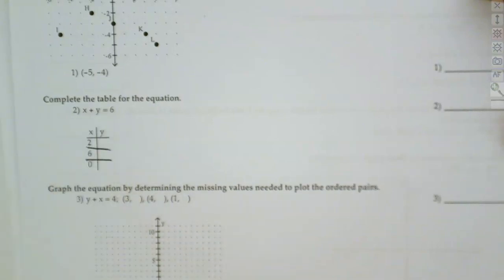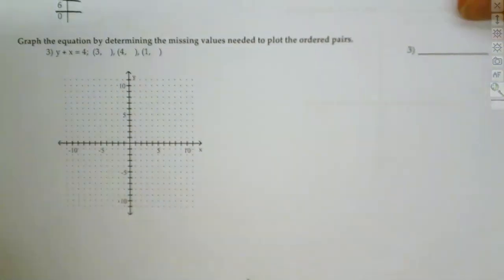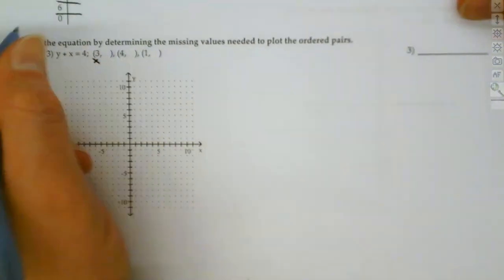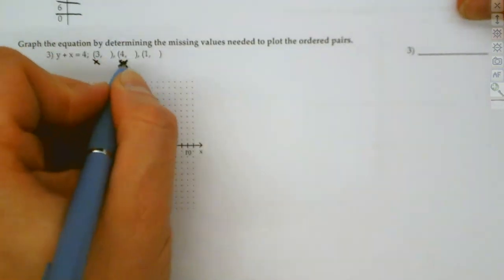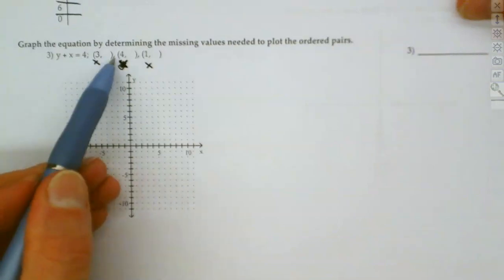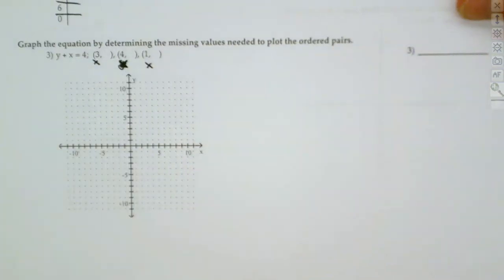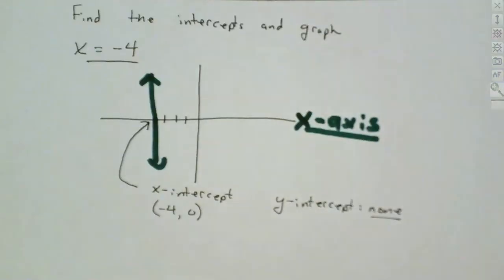Okay, you plug those values in for x. Find the missing value. What about question 3? Question 3 is almost the same. We plug in the x values they give you, and we find the y values. We get those points, we plot them, and then we graph our equation. So we've done those.